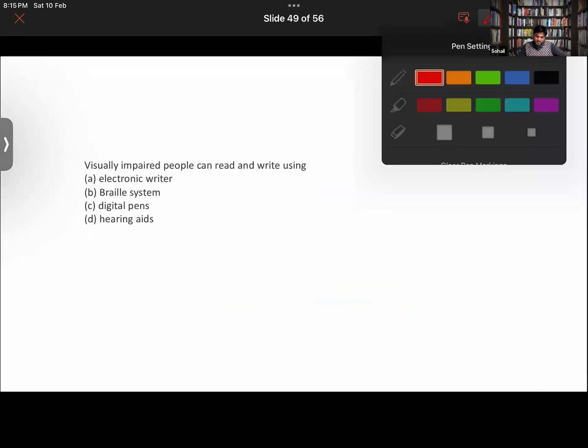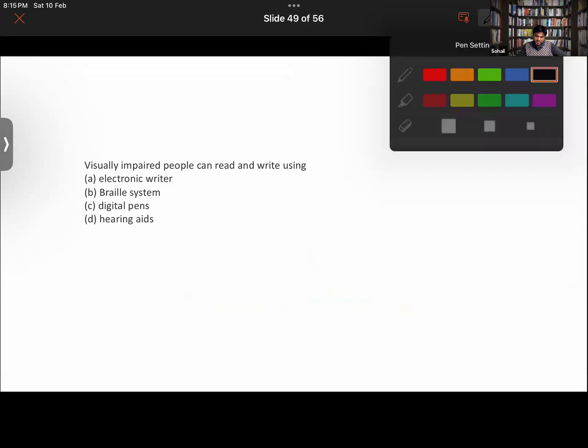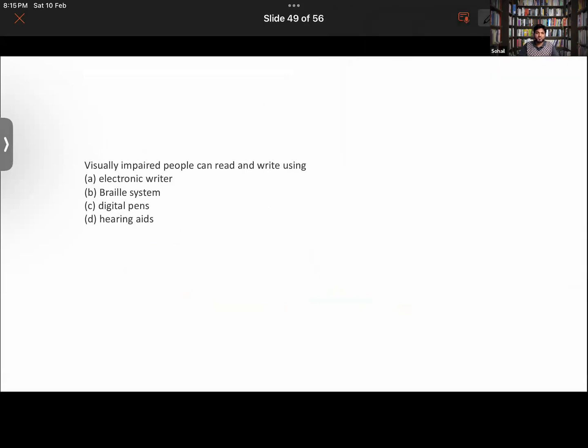Then you have got a system that has been especially developed for people who don't have vision. The Braille system. That is option number B. So how does the Braille system basically work? Anyone? It is a system with dots in different patterns that visually impaired people can read and write through.